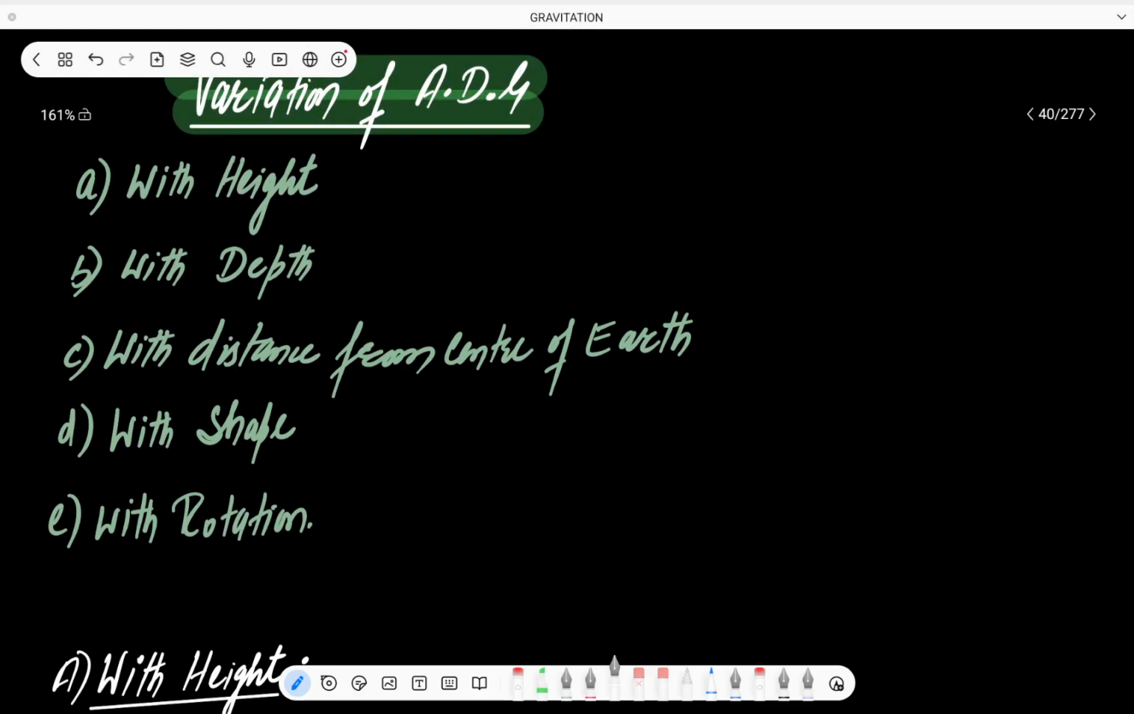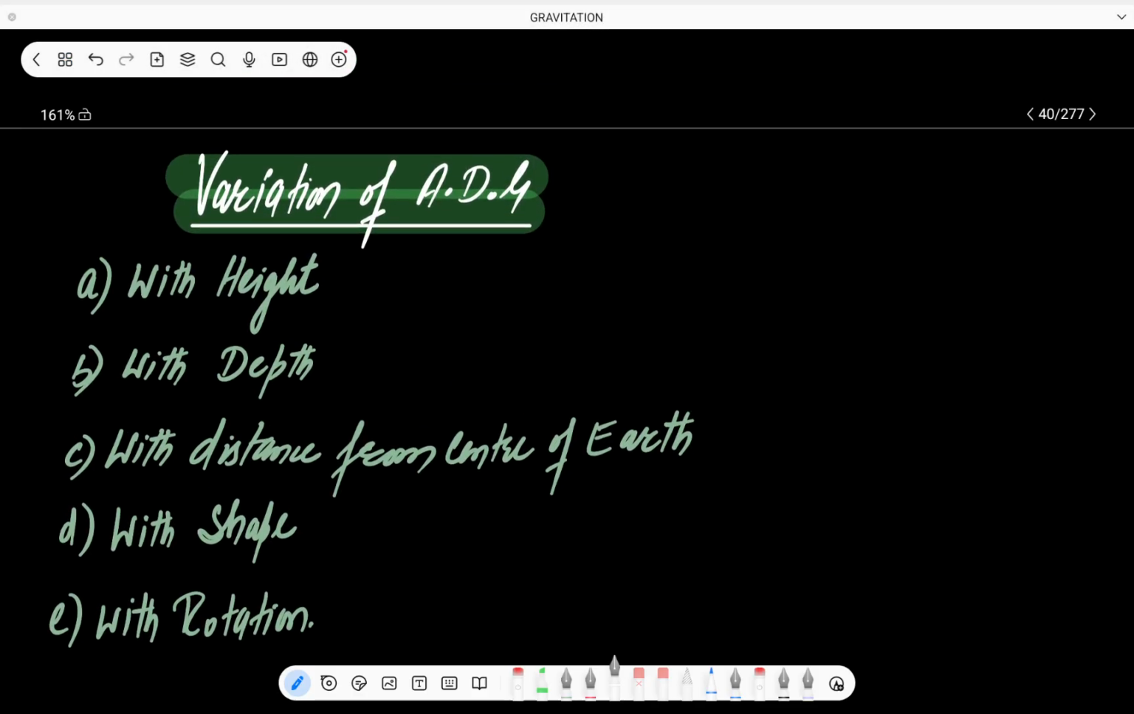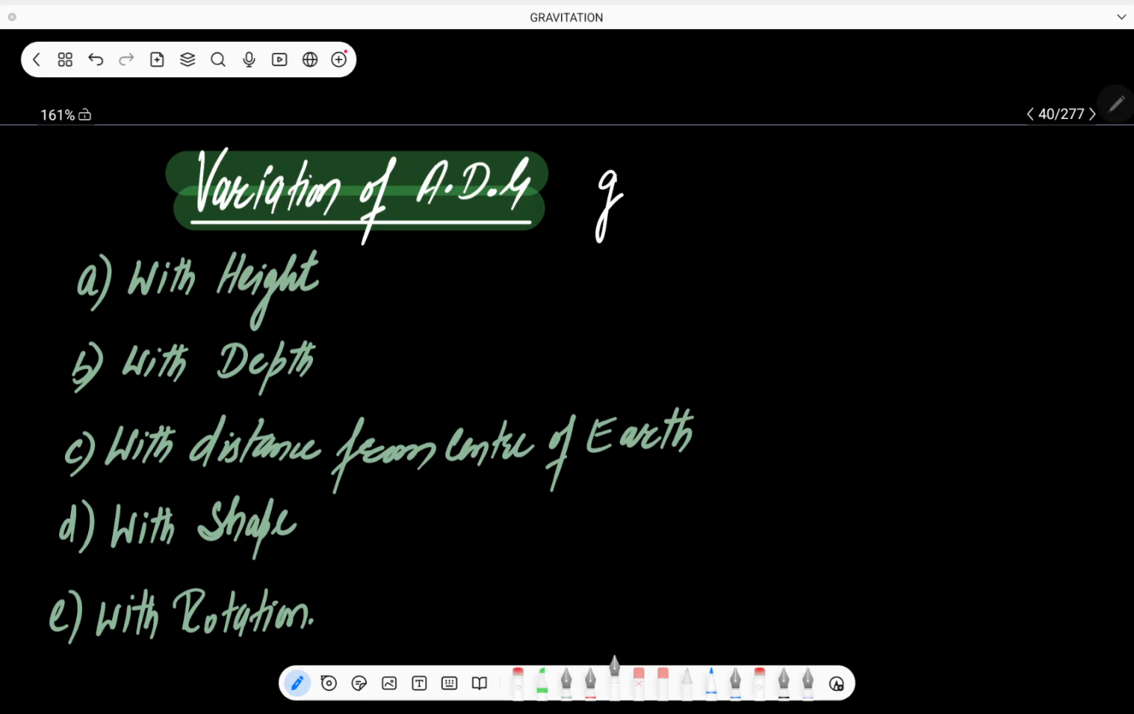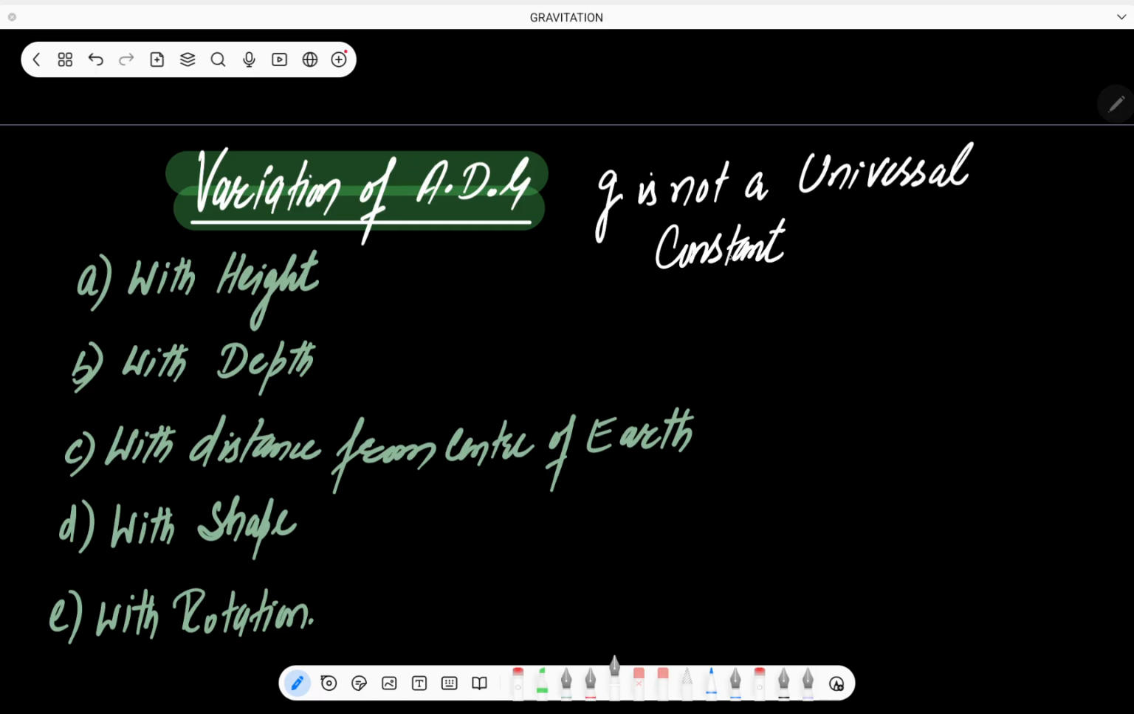So the next topic we have here is variation of acceleration due to gravity. The first thing you should know is that the acceleration due to gravity is not a universal constant. This g is not a universal constant. When it's not a universal constant, what does that mean? That means its value is not constant everywhere. Number two, its value is not the same for all the planets or for all the stars.